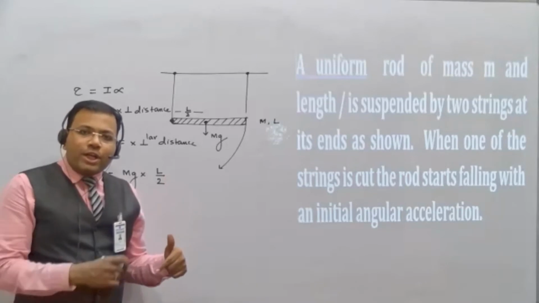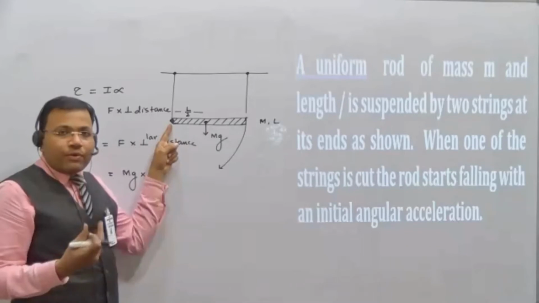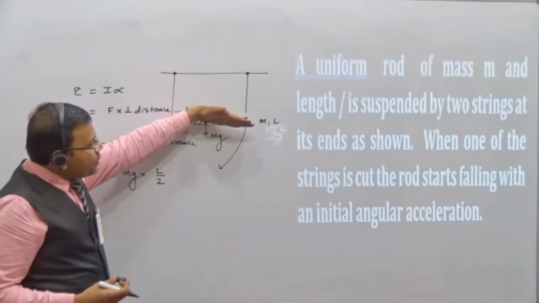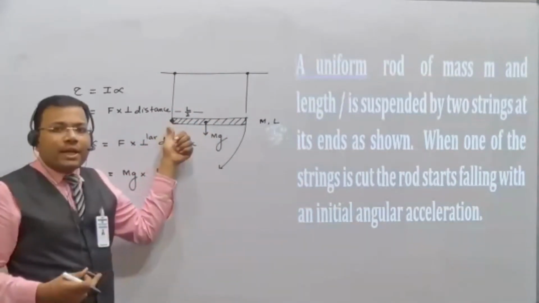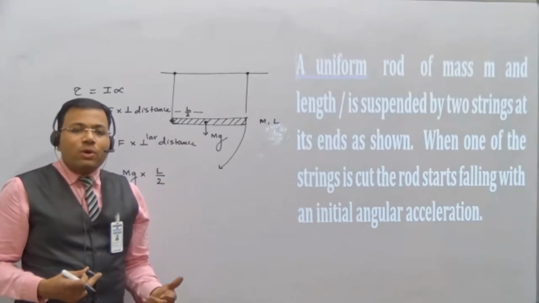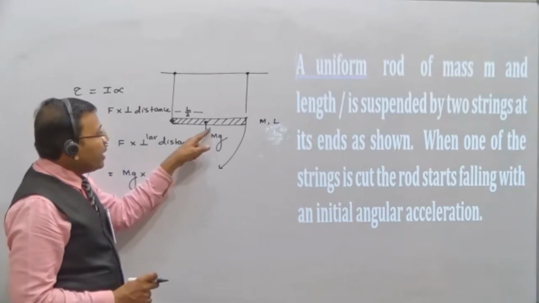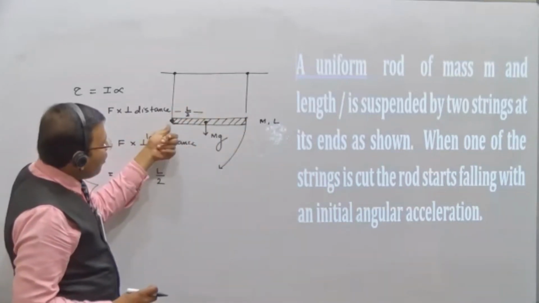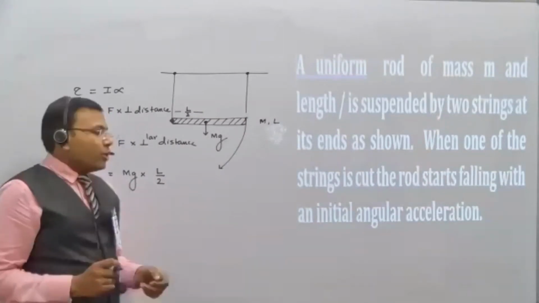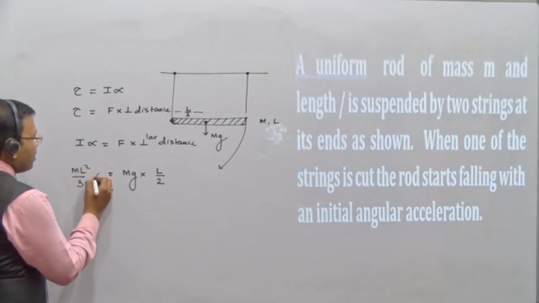Is the rod rotating from the midpoint, or from one of its ends? You can see clearly, when you are cutting the string, this rod is rotating about one of its ends. We have derived that for the midpoint it is ml square by 12, but the rod is not rotating from the midpoint, it is rotating about one end. Therefore we have to take it as ml square by 3. So here I take I as ml square by 3, and this is alpha.